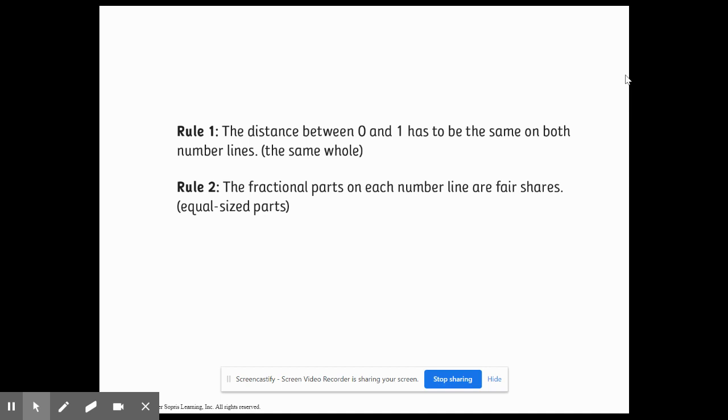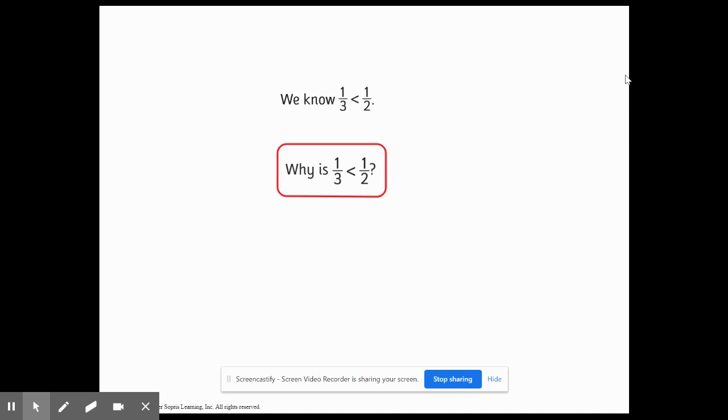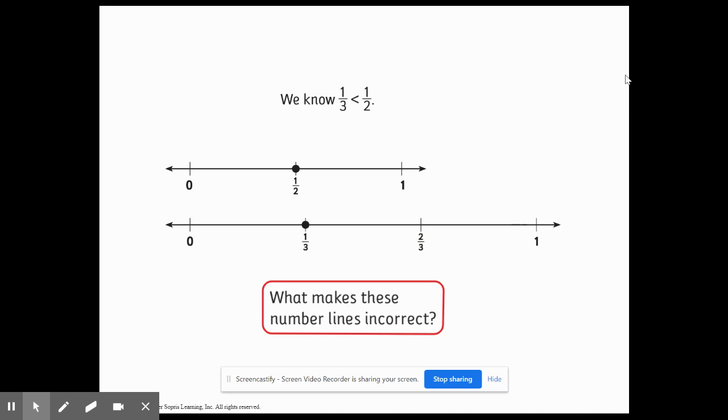Let's show how these rules could be broken by using the fractions 1/3 and 1/2. We already know that 1/3 is less than 1/2. Without using a number line, how do we know that 1/3 is less than 1/2? Let's look at one way these fractions could be compared incorrectly by using a number line. Here's a number line that shows 1/2. And here's a number line that shows 1/3. The number lines show that 1/3 is a little greater than 1/2.